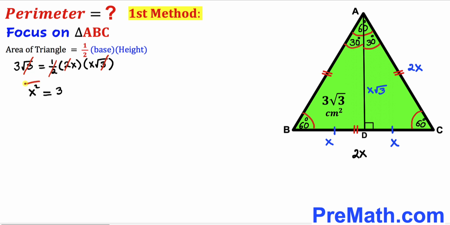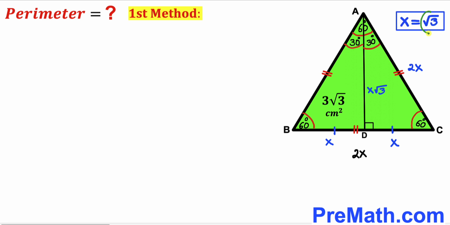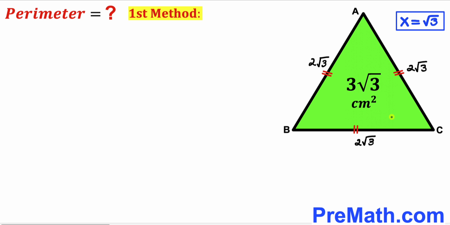And now we are going to undo this square by taking a square root on both sides. So therefore our x value turns out to be square root of 3 centimeter. And since our x value turns out to be square root of 3, this side AC is going to be 2 times x, which if we substitute the x value, is 2 times square root of 3. And since we are dealing with this equilateral triangle, all these sides are going to be 2 times square root of 3 across the board. So thus the side length of this triangle turns out to be 2 times square root of 3.